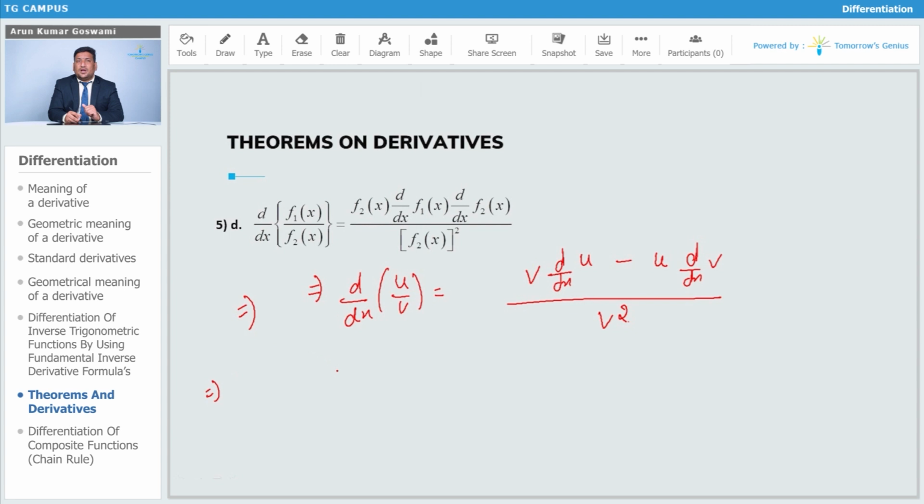Now let's take an example, so it will be clearer with the example. I'm taking a very good example so that you can understand we are doing the right thing. As we know, d by dx of tan x is nothing but secant square x. This can be proved with the first principle, but now I'm going to prove this with the quotient rule.